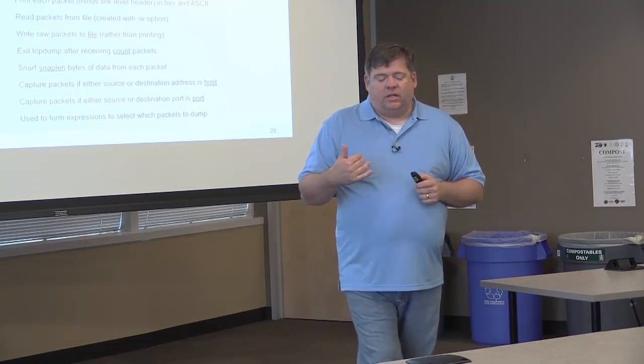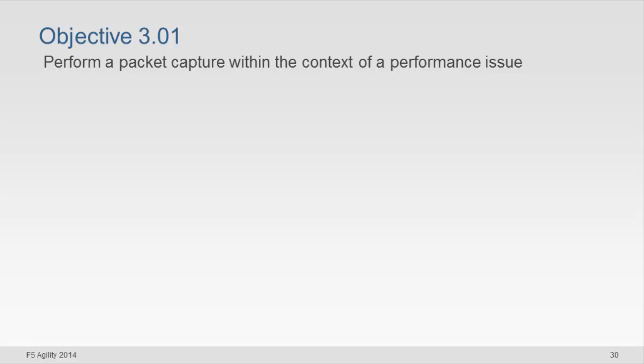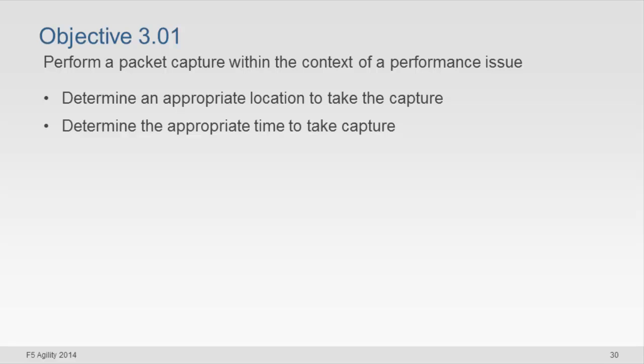There's a lot of command examples you can find out there on the internet. They're very easy to see and find. It's the standard TCP dump command that we have available to you on the Big IP platform. So let's move on. Determine an appropriate location to take the capture. It's always critical. Like we talked about our interfaces, make sure you're dumping where it's appropriate.